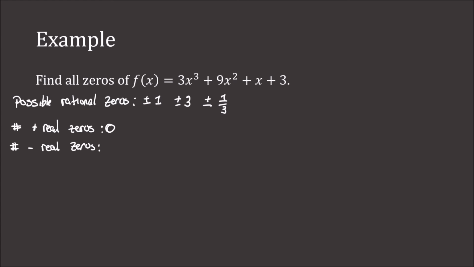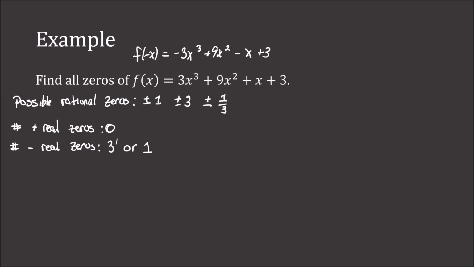Now for the number of negative real zeros, we look at the sign changes of f of negative x. Again, I will rewrite this. This is something I typically do in my head, though. So it'll be negative 3x cubed plus 9x squared minus x plus 3. So we go negative to positive is a sign change, to negative is another sign change, back to positive another. That is 3 sign changes. But we could also have less by an even number. So subtract 2, we're left with 1. If we try to subtract 2 again, we get negative 1. So we have either 3 or 1 negative real zero.